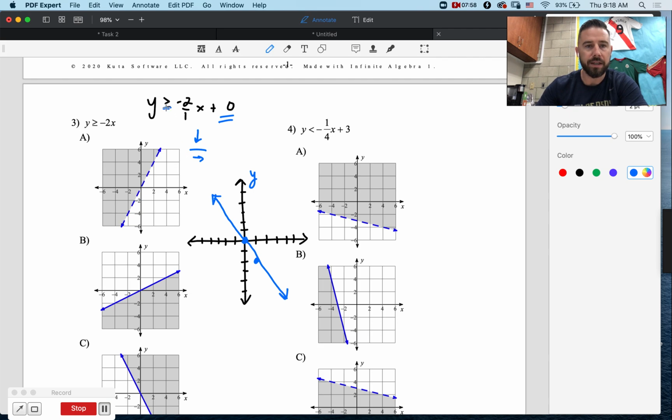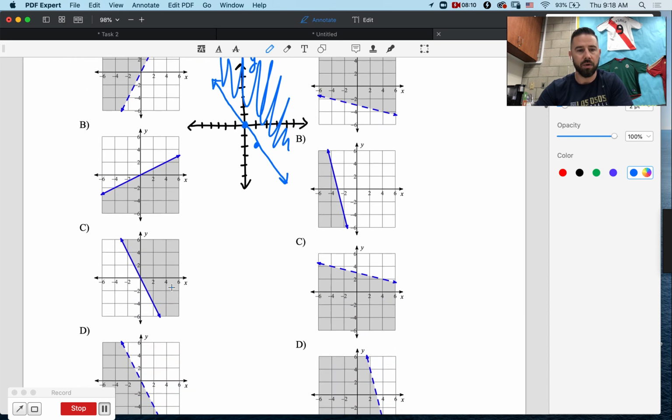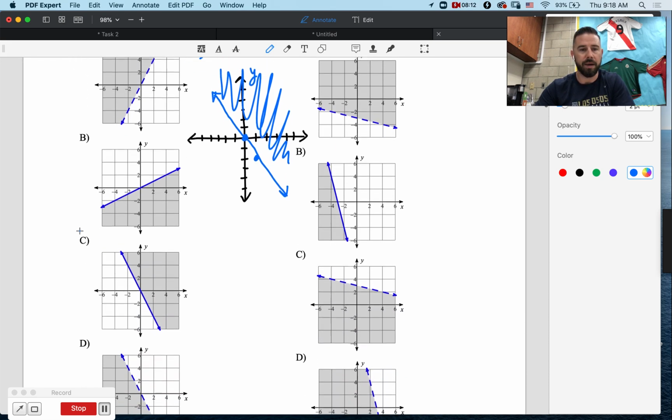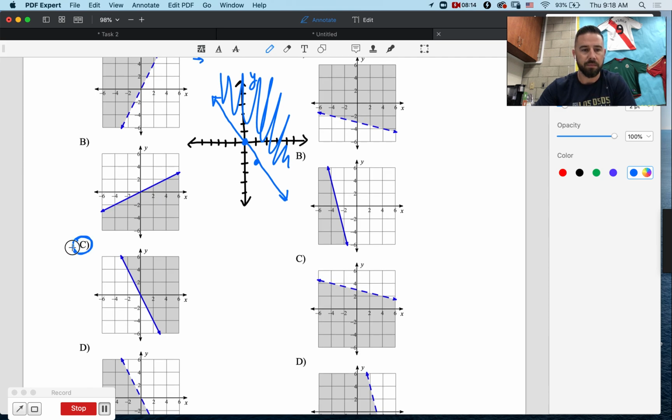Okay, now, is it eating the y? Yeah, it's eating the y, which means it's greater than, which means we shade above the line. Now, which one? Does that match? No. Does that match? No. This one guy looks like he totally matches C. Perfect. Okay.